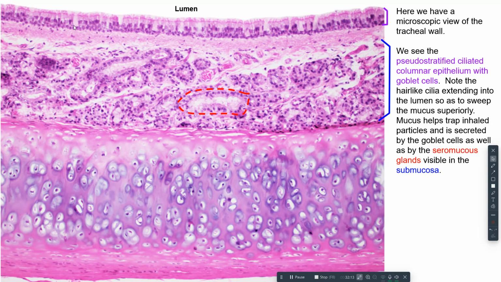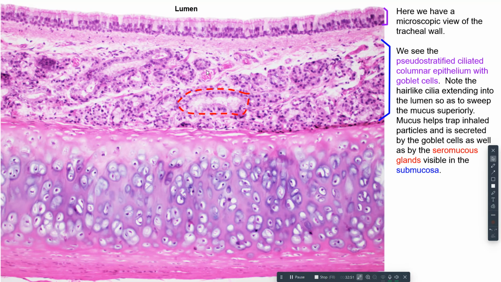There's a goblet cell right there. Of course, goblet cells make mucus. There are cilia right here, whose job is to sweep that mucus superiorly. Underneath this epithelium, where the blue region is, this is going to be the submucosa. Got a lot of connective tissue in here, plus a lot of lumens of seromucous glands, which are going to make more mucus to add to the lumen to help modify the air.